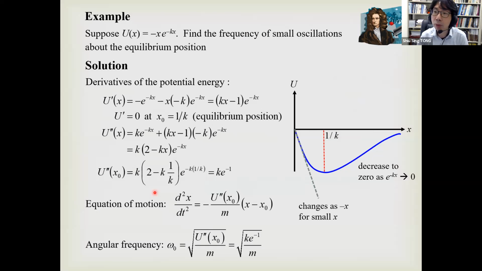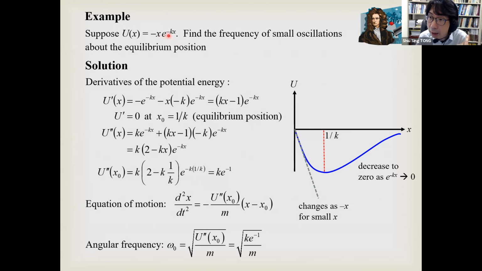Now let's have a very simple example. It sounds abstract, right? But let's get a simple example. Suppose in some region in space, the potential energy is given by this function. Now look at this function. When x is getting close to 0, the exponential term is 1, right? Exponential of minus kx at 0 is 1. So it's dominated by minus x. So the curve begins with a minus x, which is a straight line downwards, right? This is U equal to minus x.